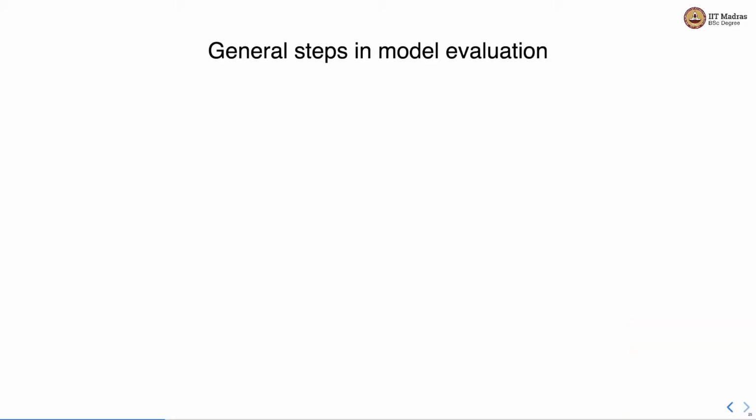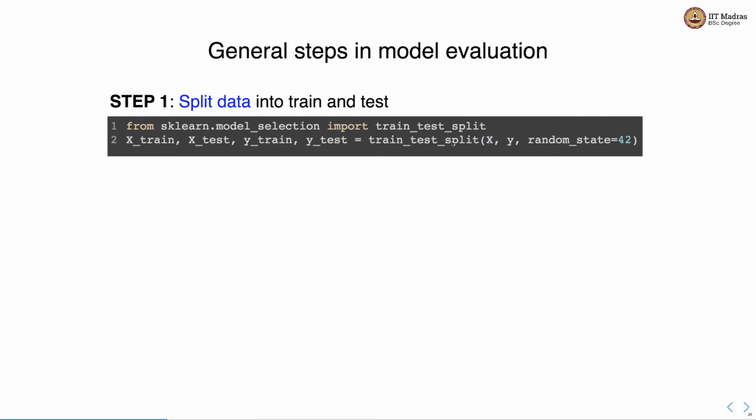Let's look at general steps in model evaluation. We first split the data into training and test. For that, we use the train_test_split class from the sklearn.model_selection module. Train_test_split takes the feature matrix X and label vector Y, or it could also be a label matrix in case of multi-output regression, and a random seed, and it returns the train feature matrix, test feature matrix, train labels, and test labels.